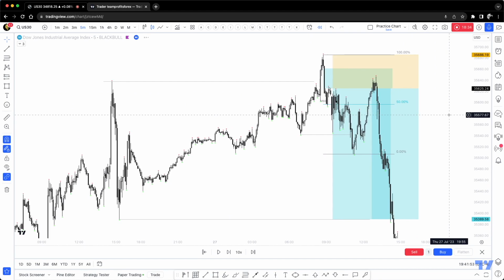Let me know what you think, guys. This type of ICT concept entry models, and let me know if you want to still continue watching these type of things. I'll be more than happy to continue searching and looking for you guys, and making it simple, all right, to understand. So I hope it makes sense.